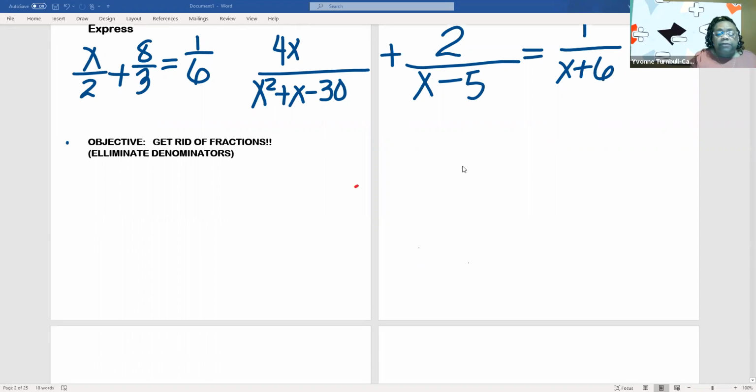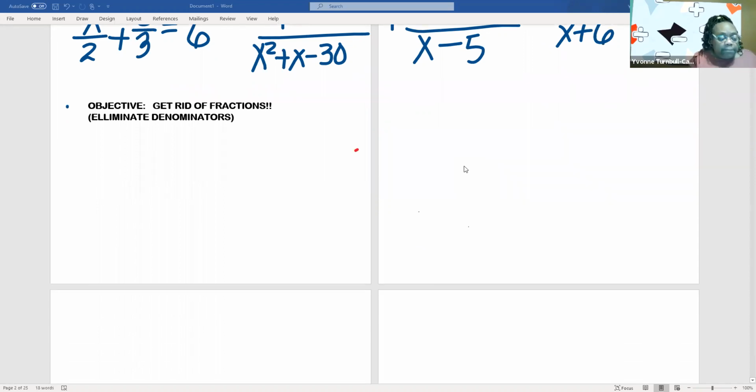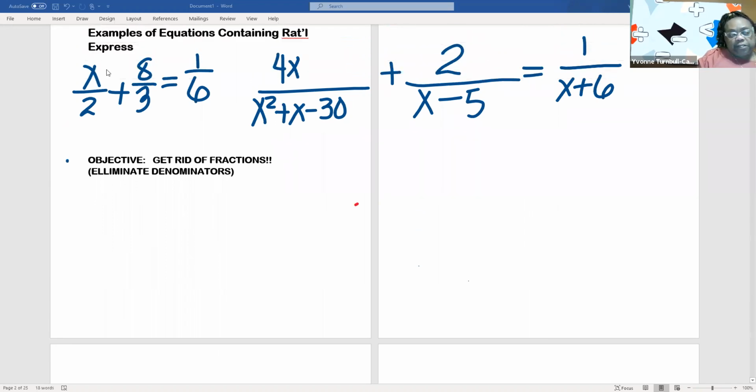In order to get rid of the denominator, you have to multiply each term. Let's go back up a minute. In this equation, there are 1, 2, 3 terms. I would ask my students, how many terms do you see? 3. So how many times are you going to write the LCD? 3 times. And that is so important. You have 3 here as well.